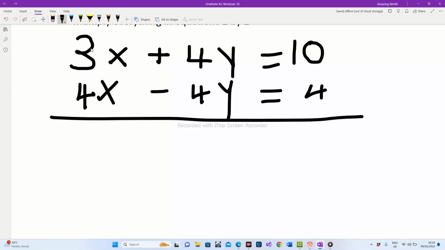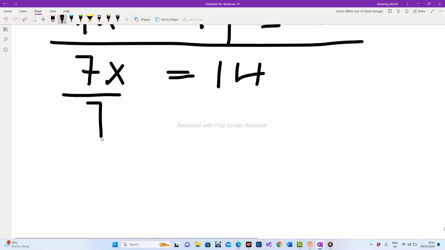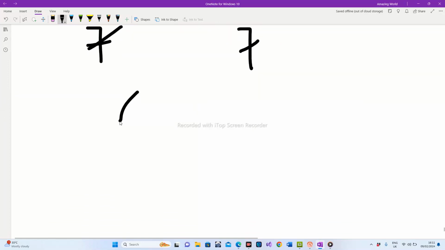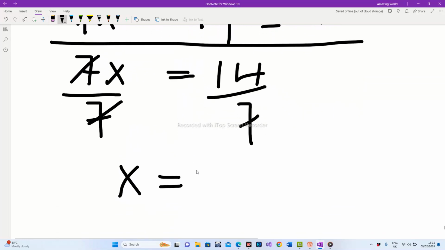So this is positive. I'll just add 3x plus 4x, that gives me 7x. And as we have been doing, plus 4y subtract 4y gives me 0, and then 10 plus 4 gives me 14. And if you have been following through my tutorial series, then you should know why we are dividing both sides by 7. So 7 divided by 7 is 1. We are left only with x, which equals 14 divided by 7, and that gives us that x is equal to 2.